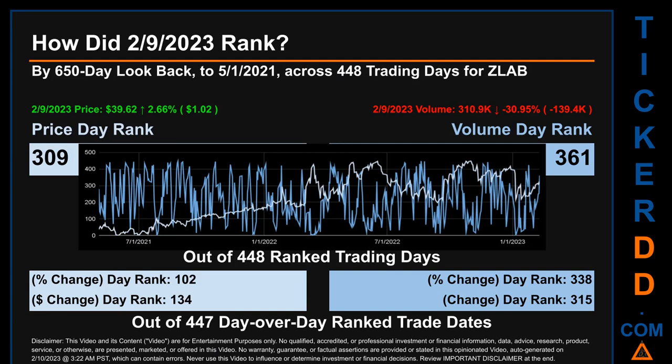The line graph overlays price and volume's daily ranking, as shown respectively in light versus dark blue, across those target trading days. In this view, essentially the dips are good whereas the spikes are bad. The price's day-over-day percentage change, jumping 2.66% on the 9th of February 2023, had a day rank of 102 while its dollar difference of $1.02 had a rank of 134 when compared day-over-day across 447 trading days. Volume's percentage change and difference were ranked respectively at 338 and 315.